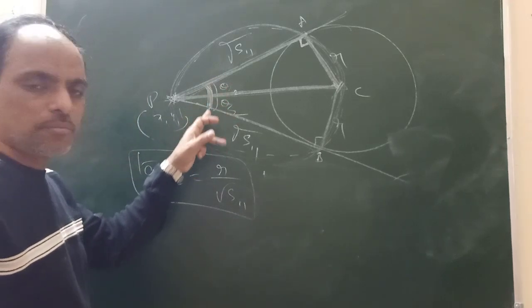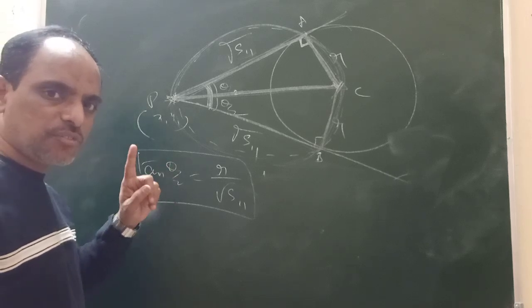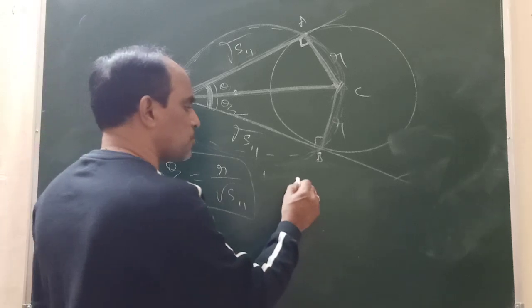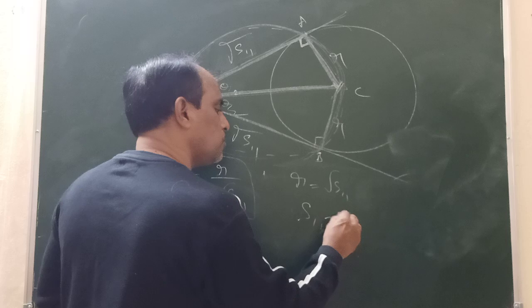That means the tangents are perpendicular. So this will be 90 by 2, which is 45. Tan 45 is equal to 1. So 1 is equal to r by root S11, so r is equal to root S11. Or S11 is equal to r square.